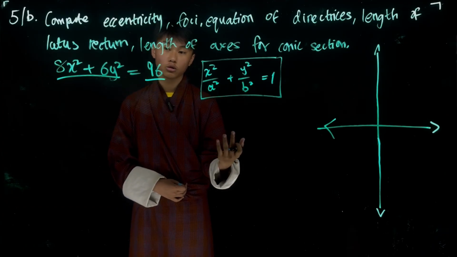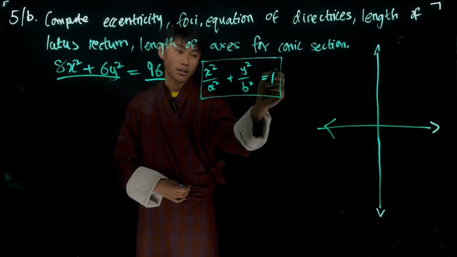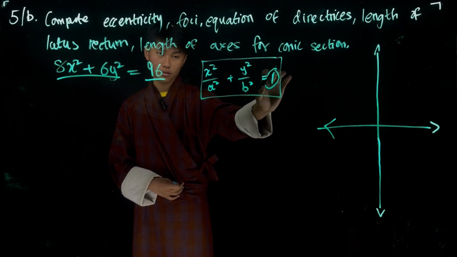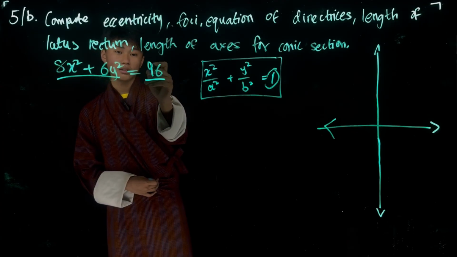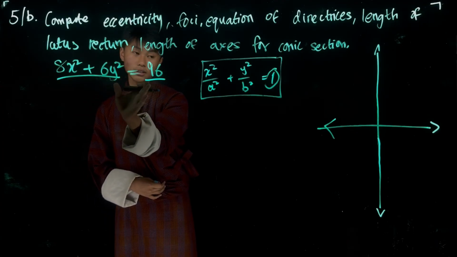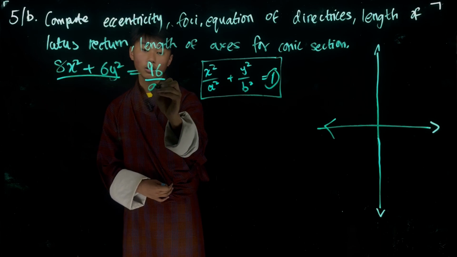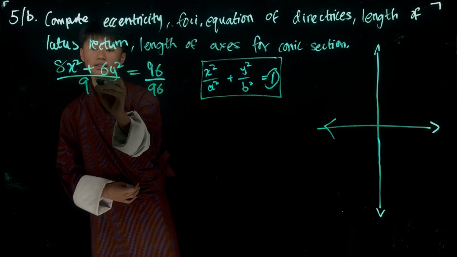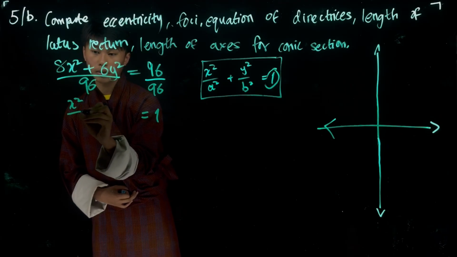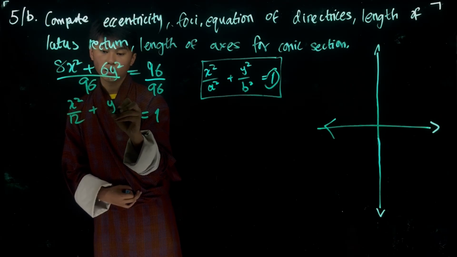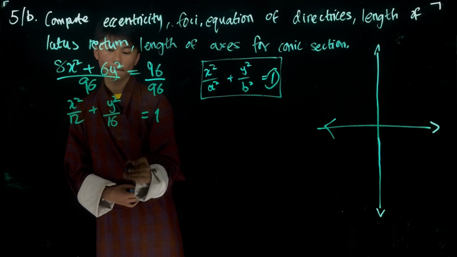So how are we going to do this? You'll notice here that the right hand side has a 1 in the standard equation. So let's try to change the right hand side of this conic section into 1 as well. You can do this by dividing both sides by 96. This will give you the equation x squared by 12 plus y squared by 16.